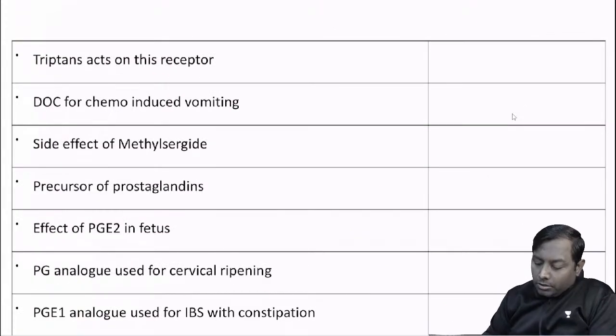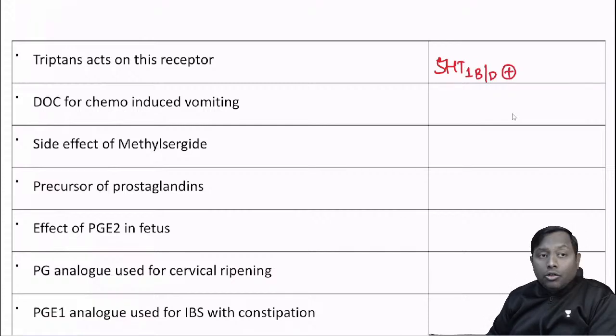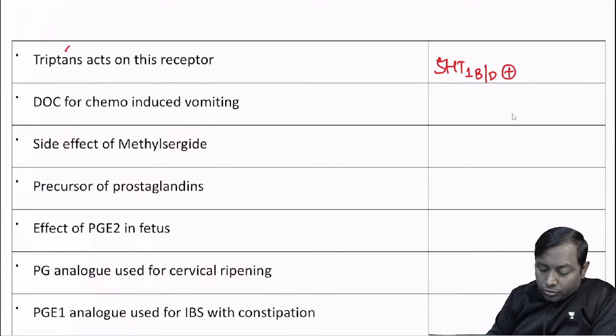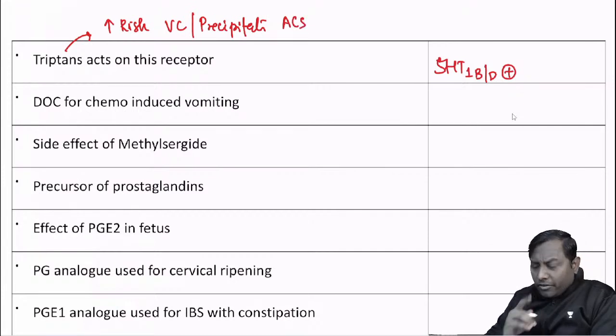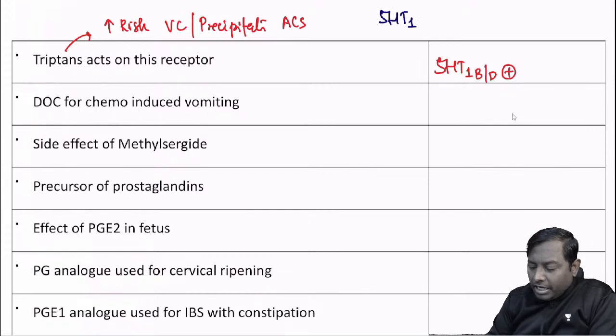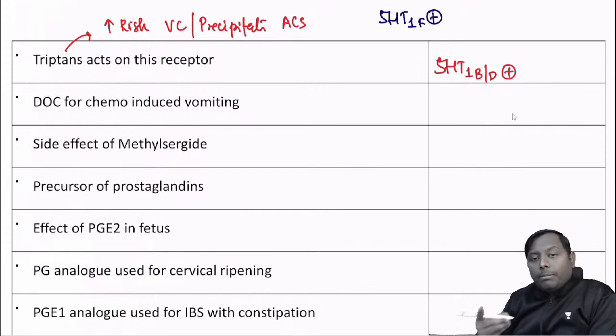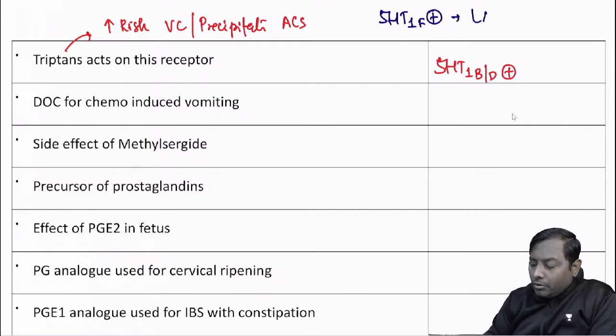Then we have triptans. Do remember that they are 5-HT1B/1D agonists. They are the drug of choice, but triptans can also increase the risk of vasoconstriction, or precipitate acute coronary syndrome. Therefore, we have one more new drug coming from the 5-HT1F agonists. This is also a presynaptic receptor, also an autoreceptor. The name of the drug is lasmiditan.